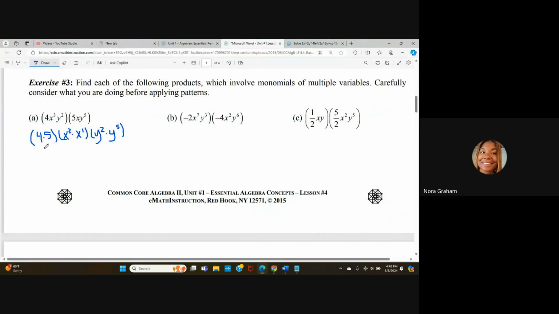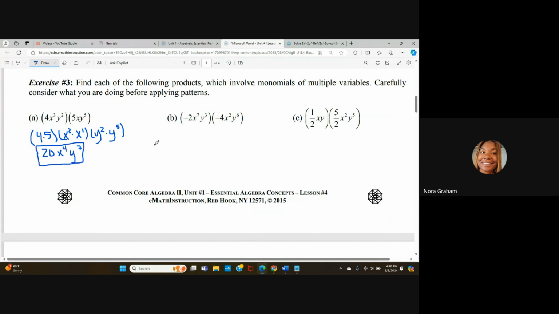Okay. And now I start simplifying this. So I have 4 times 5, which is 20. And then my x is like bases. I add my exponents. 3 plus 1, that's going to give me 4. Again, like bases, I add my exponents. 5 plus 2, that's going to give me 7. Okay. And that's my answer.